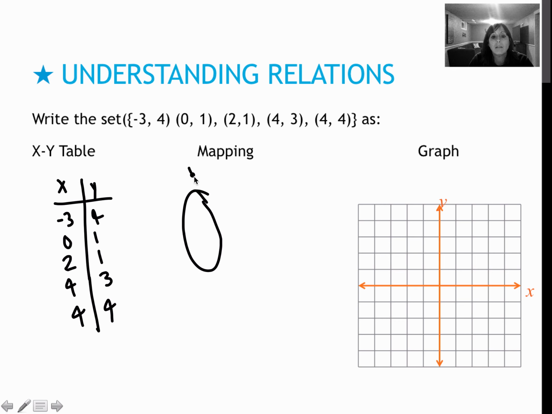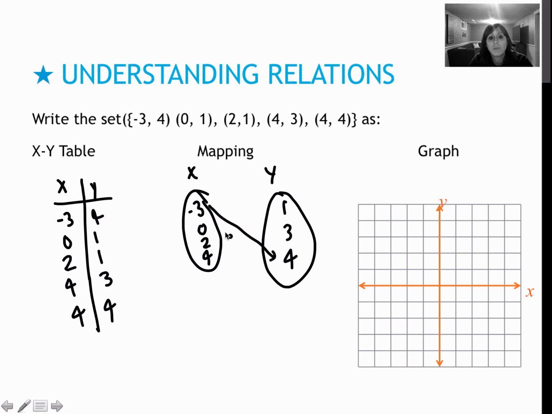For my mapping, my X values are -3, 0, 2, and 4. My Y values are 1, 3, and 4. And then I would draw a line from -3 to 4, 0 to 1, 2 to 1, 4 to 3, and 4 to 4. And for my graph, I would plot (-3, 4), (0, 1), (2, 1), (4, 3), and (4, 4).